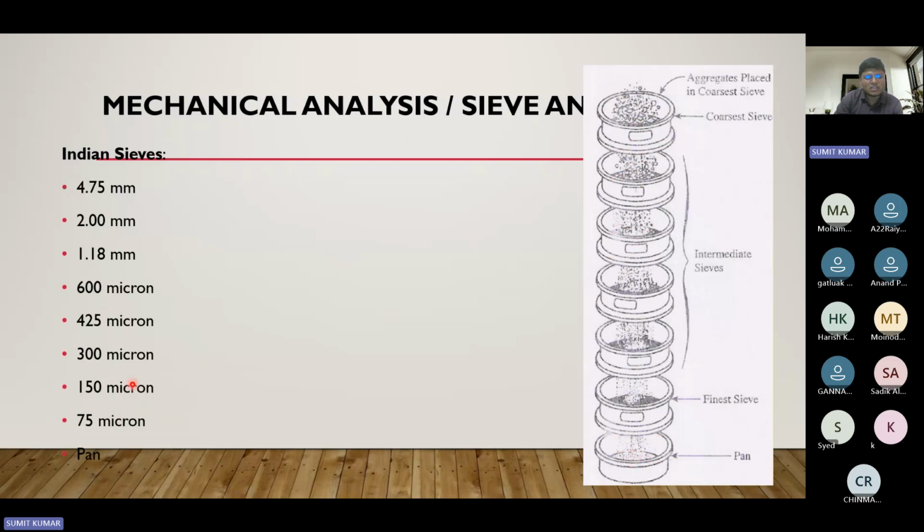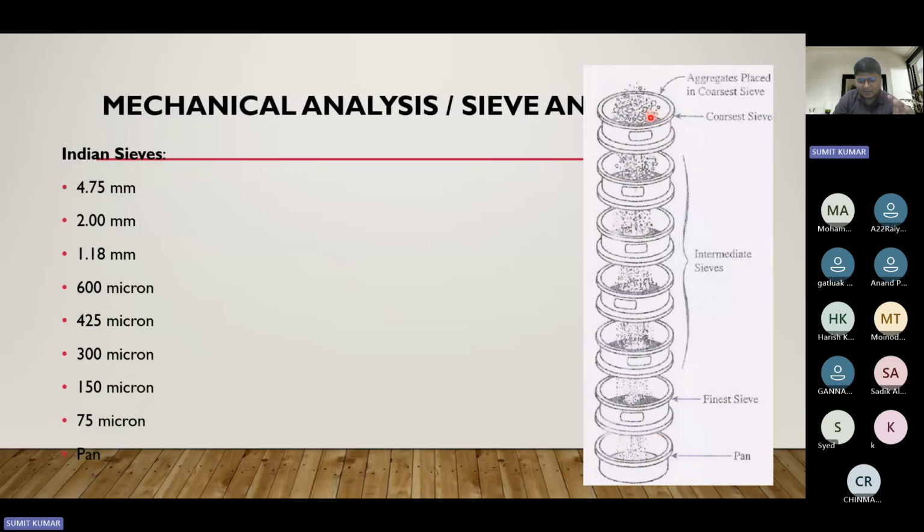If more than 50% is above 75 micron, then we will see whether the gravel fraction is more or the sand fraction is more. For that, we see whether more than 50% of the particles are greater than 4.75 mm or less. If the particles greater than 4.75 mm are retained over this sieve, then we see that it is a gravel.